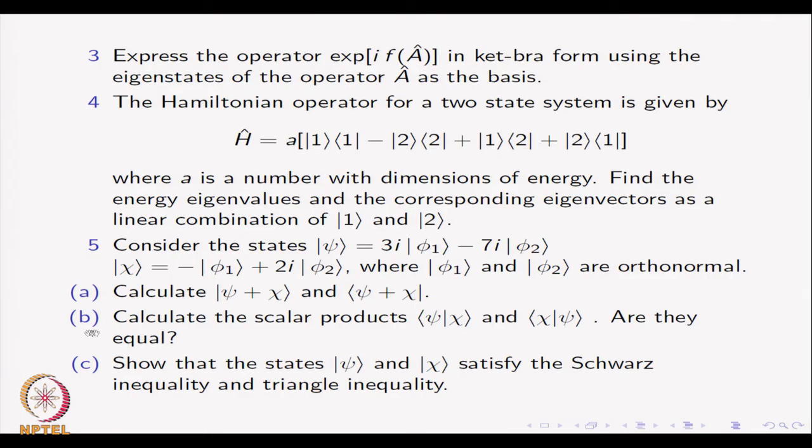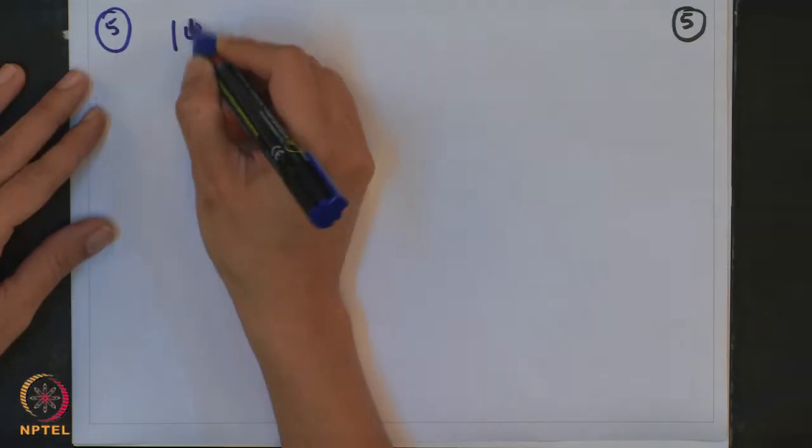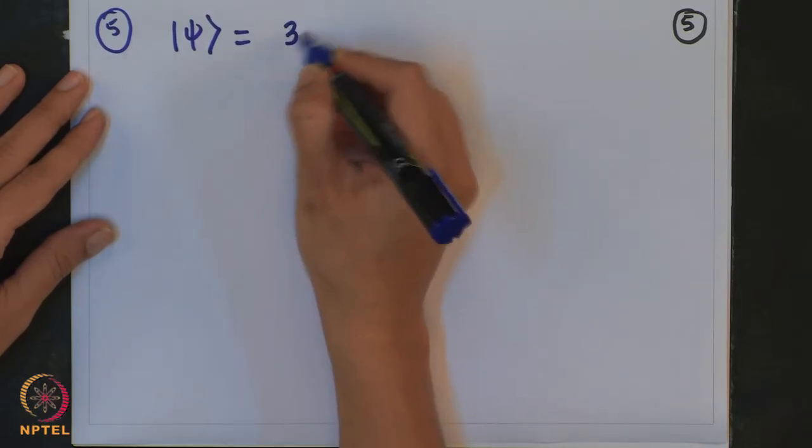B and C parts we will discuss later. C part says that you have to show that the states psi and chi satisfy the Schwarz inequality and the triangle inequality. You have already seen these inequalities in your regular lecture. The triangle inequality we discussed last time. So, just recollect and check. This is a numerical check, so you can just try this out.